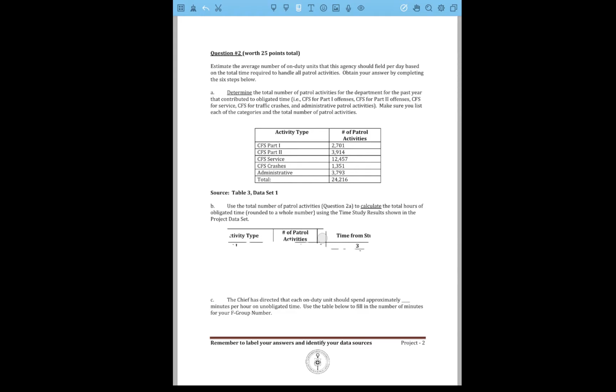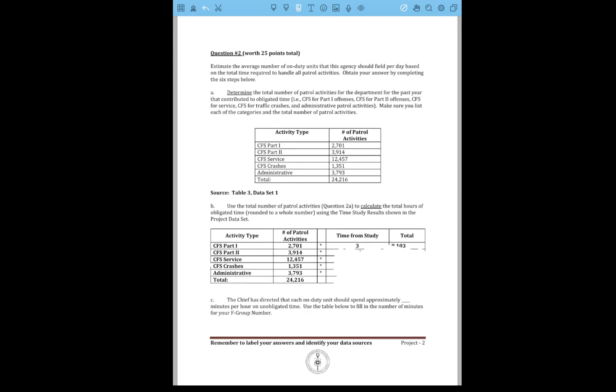As I reveal the answer to you, once again, I used a table, and I have a column known as activity type, number of patrol activities, time from study, and then the total. So as I add the activity types in there, I just copied and pasted that information from above. So you don't have to retype it. Literally just copy and paste the table, and then you want to add additional columns to the right. I put the multiplication symbol in an additional column. That's up to you. You may do it differently. And then your time from the study.